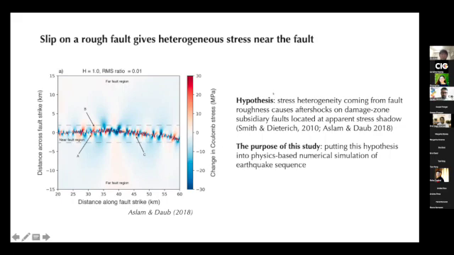So this hypothesis is not very novel. It's not my novel idea because many people are already thinking about that. So here, my purpose is putting this hypothesis into physics-based numerical simulation of earthquake sequences, which is the topic of this seminar series.